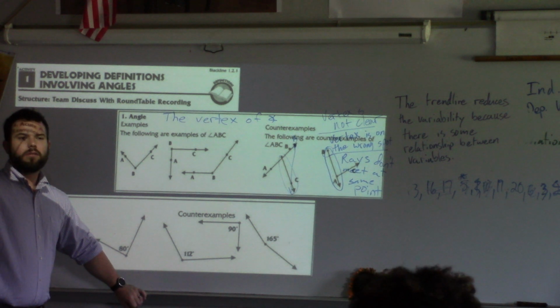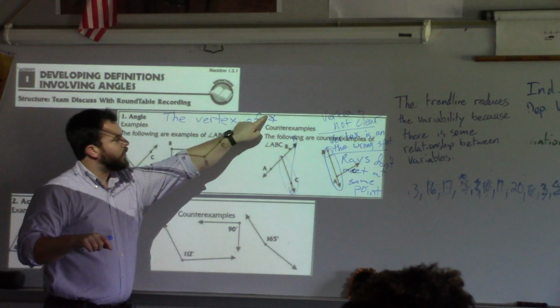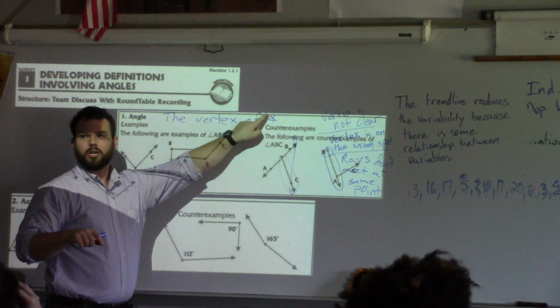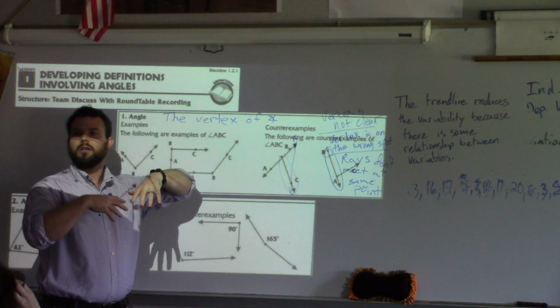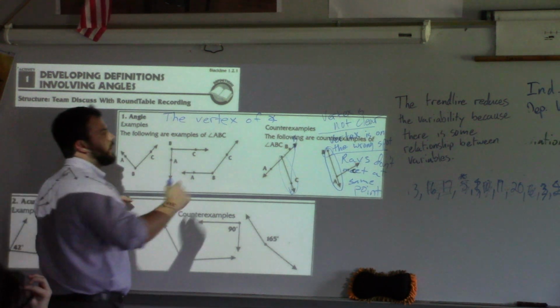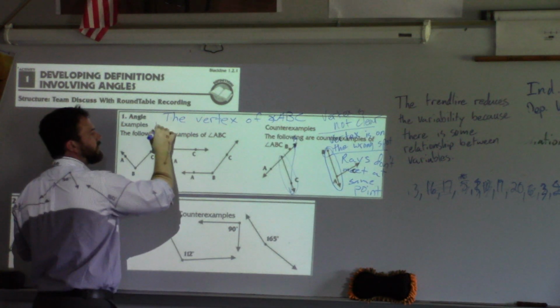Hey, so I did hear someone say earlier that my angle looked a lot like an L. I don't know if you have that same issue, but I do. One of the things I do is I put a little semicircle or part of a curve in there to indicate angle as well. That's something you can do to make sure it doesn't look like an L, right? So the vertex of angle ABC has to be B.